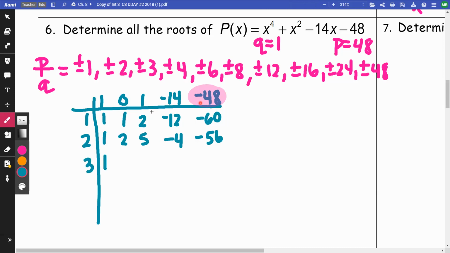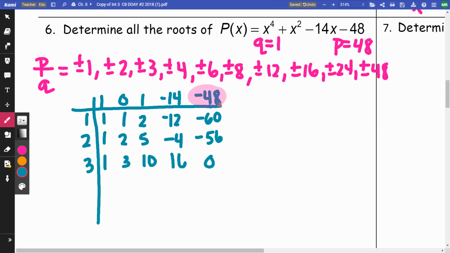3. 1 times 3 is 3. I add it, I get 3. 3 times 3 is 9. I add it, I get a 10. 10 times 3 is 30. I add it, I end up with a 16. 16 times 3 is 48. I add it, I get a 0.